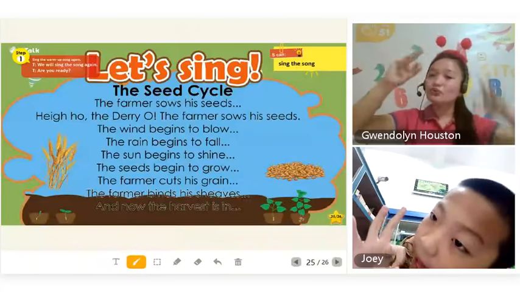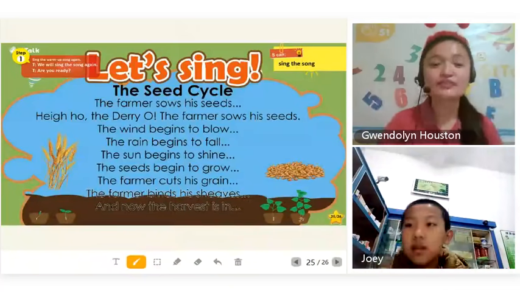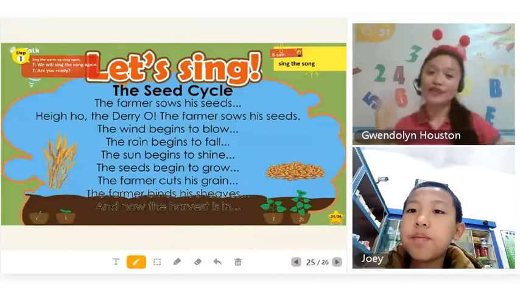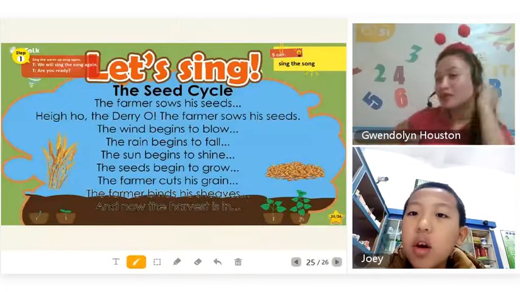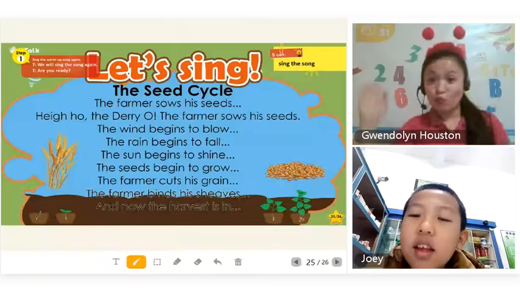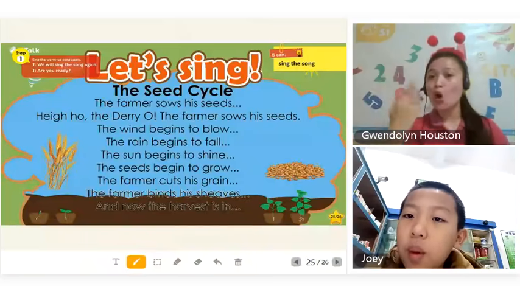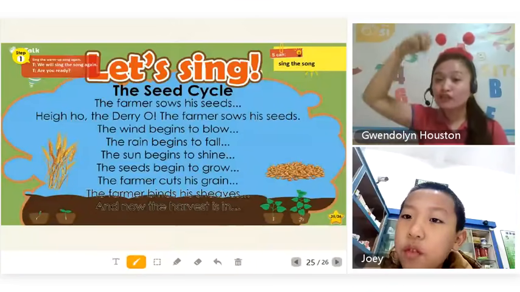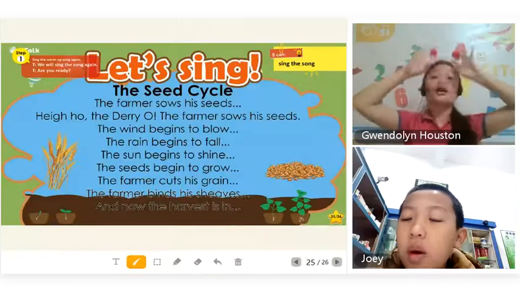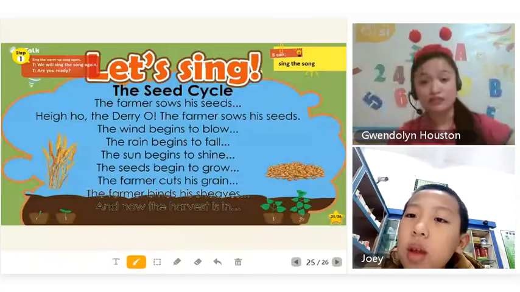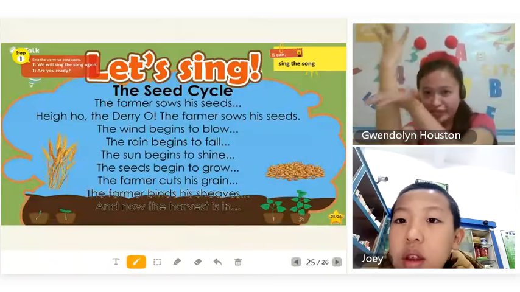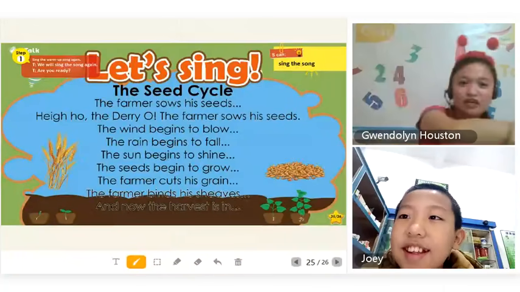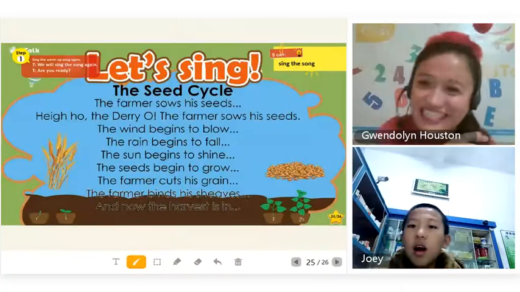Let's sing together. The farmer sowed the seeds. Hey ho, the dairy o, the farmer sowed the seeds. The wind began to blow. The rain began to fall. The sun began to shine. The seeds began to grow. The farmers cut the grain. The farmer binds the sheaves. And now the harvest is in.